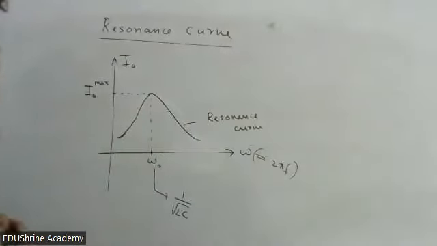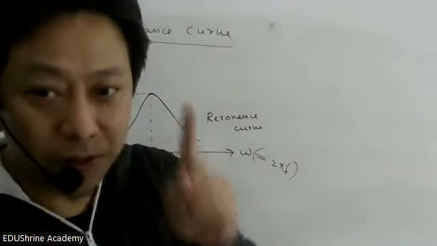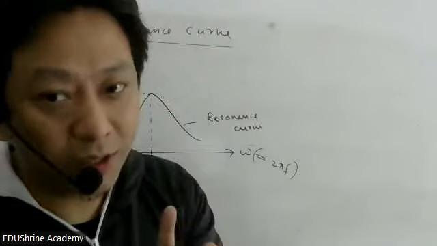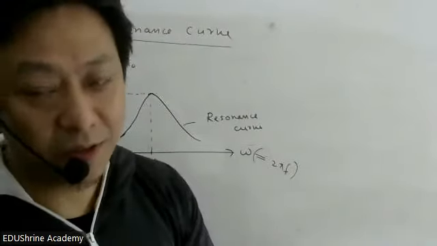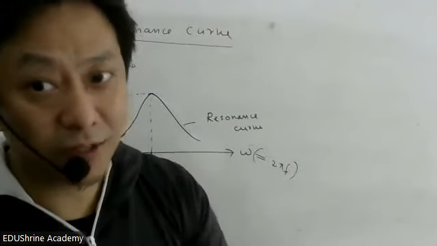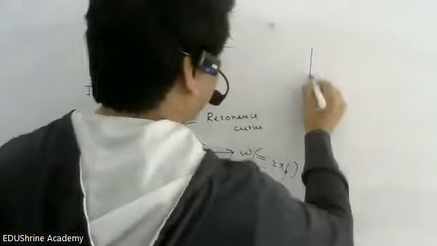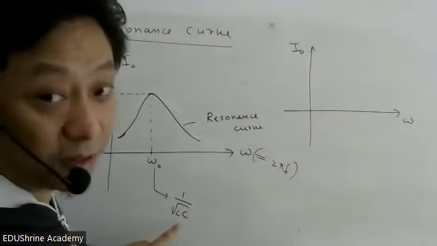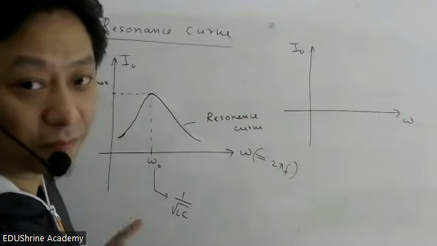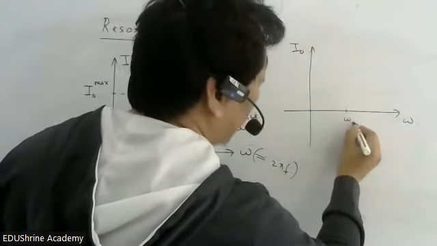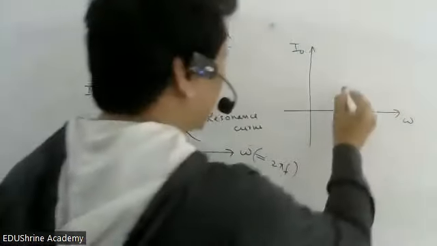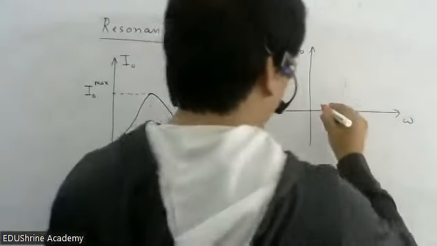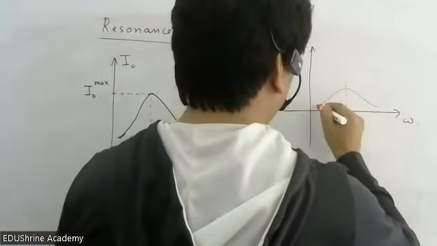Imagine I have two circuits with the same values of L and C, but different values of R. I want you to draw their resonance curves. Let's see how it will look. If L and C are the same, this product will be the same. So the natural angular frequency will be the same for both. Both will peak at the same frequency, but one is something like this and the other is something like this.